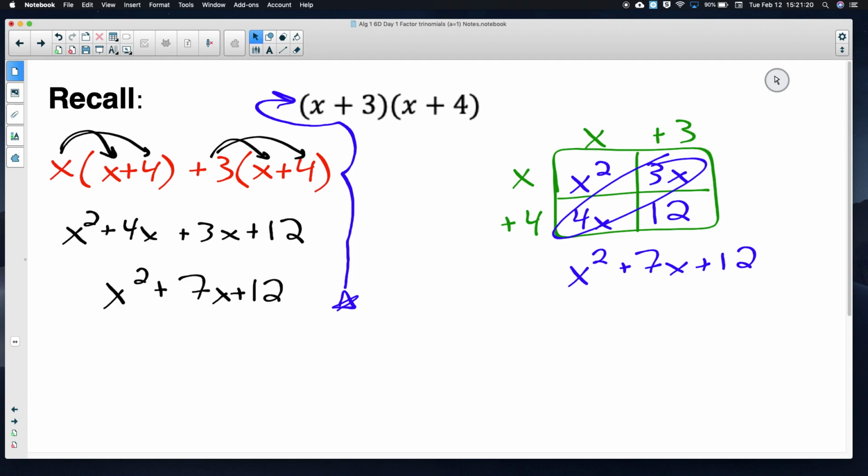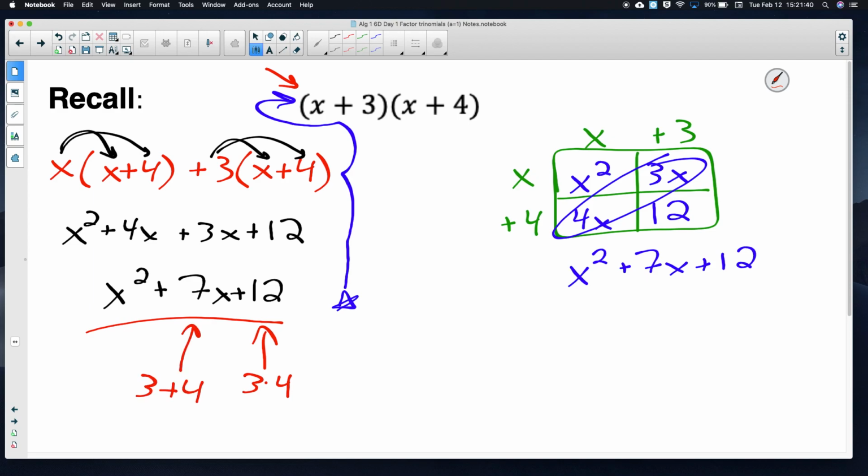Now, if we look at x plus 3 times x plus 4, and our product of x squared plus 7x plus 12, what do we notice is going on here? Well, this 12, how can I get 12 with the numbers that were in my original problem? Well, I can take 3 times 4. How do I get this 7 using 3 and 4? 3 plus 4. Now, there is a reason that pattern exists, and it is because this a value right here is 1. Because the a value is 1, I start to recognize this pattern. This pattern is going to exist when a is not 1, and we'll get into that in our next video.